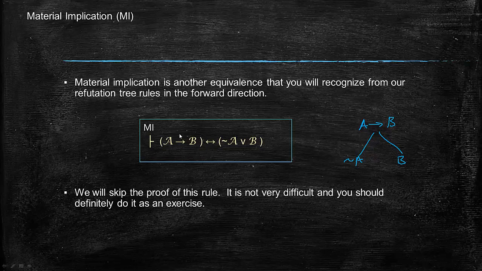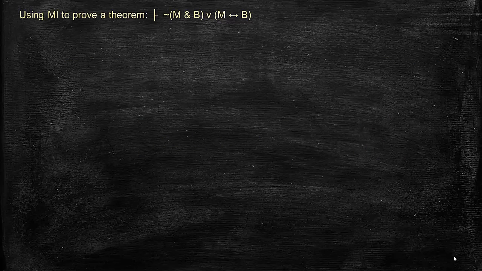All right, so this has been a long lecture, so we'll skip the proof of this. It's actually not a difficult proof either, and you can definitely do this one on your own. Okay, so here's a proof of a theorem. It's not the case that M and B, or M if and only if B.